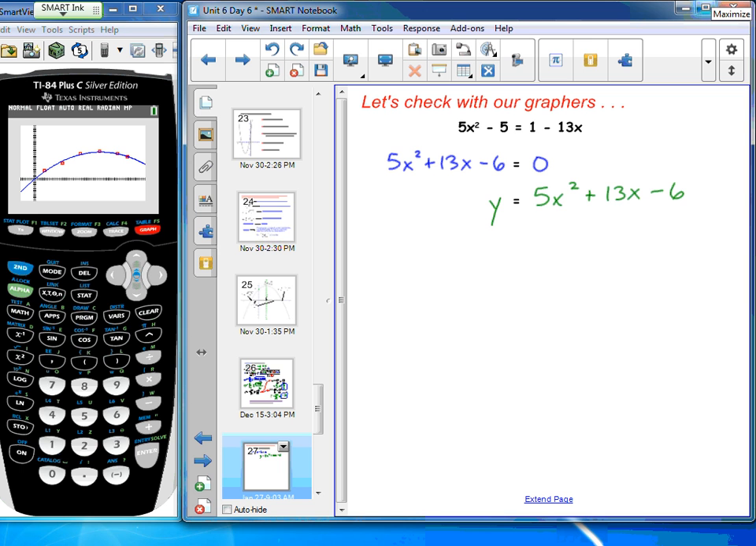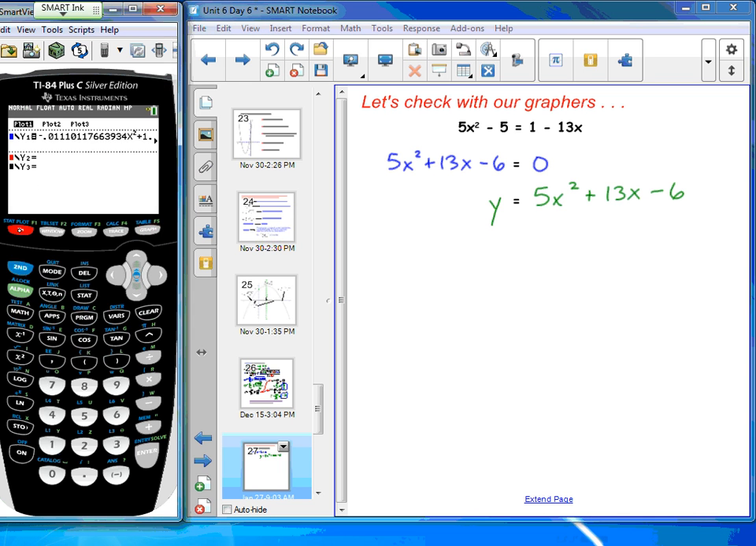I'm going to clear out this function. I'm going to up arrow and turn off my plot. And I'm going to zoom 6 to return to a standard viewing window. So I've cleared out my y equals menu. I've highlighted my plot 1 and pressed enter to turn it off. I want my plot 1 off. And I'm now going to enter my new equation: 5x squared plus 13x minus 6.